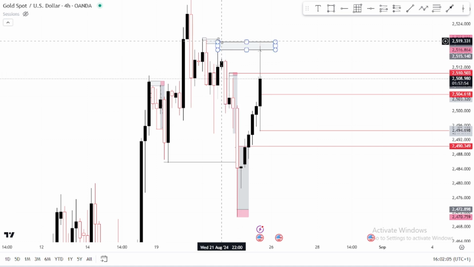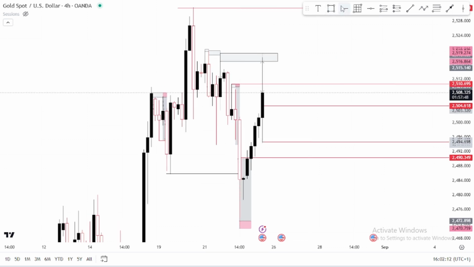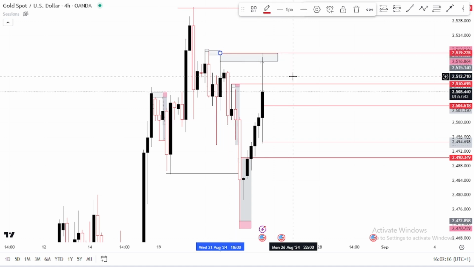Before price can end up breaking this particular high, price ended up breaking this high right here. Can you see? This is the first high. Price ended up breaking it. So the next high is this particular high here. Can you see this particular high that I set was my entry? It's difficult for price to break two highs at the same time.